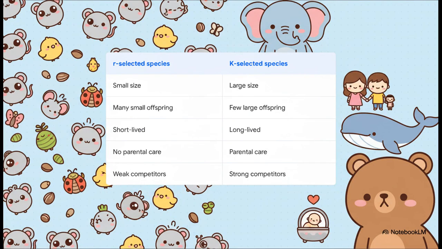Within all these changing ecosystems, species have evolved two main strategies, two different game plans for survival. On one side, you've got your R-selected species. Think mice, insects, weeds. They're small, have tons of offspring, live short lives, and they don't invest much in any single one. And on the other side, you've got K-selected species, like elephants, whales, or us humans. We're large, have very few offspring, and we invest a huge amount of parental care to make sure they survive.